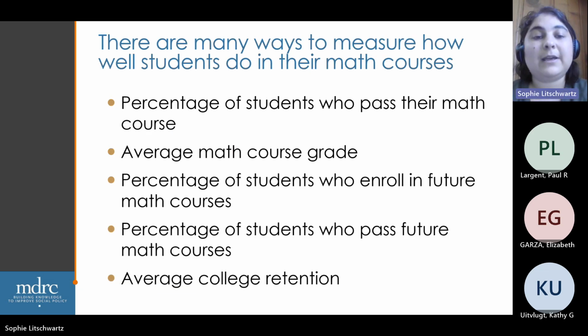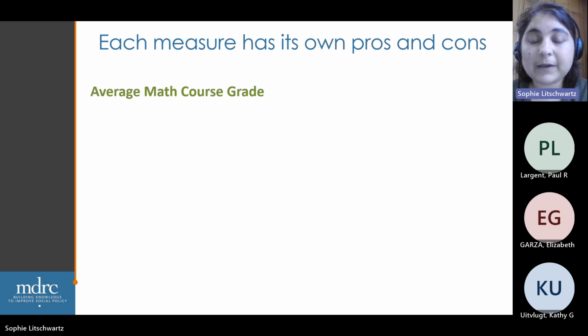There are many ways to measure how well students do in their math course. We can look at the percentage of students who pass. We can look at the average math course grade. We can look at the percentage of students who enroll in future math courses. We could look at the percentage of students who pass future math courses. We could look at average college retention. And when we think about these, each measure has its own pros and cons.